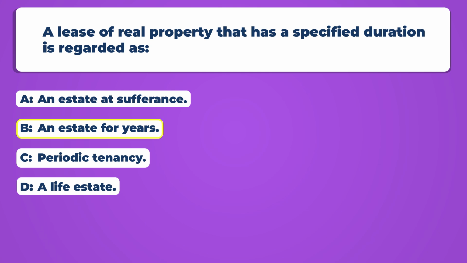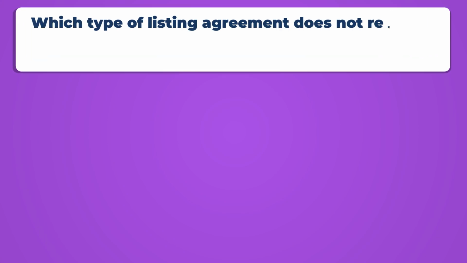B is the correct option. An estate for years is a lease for a set period of time, which can be any length, even though the name might suggest otherwise. The end date of the lease is decided when the lease is signed. It doesn't automatically renew.